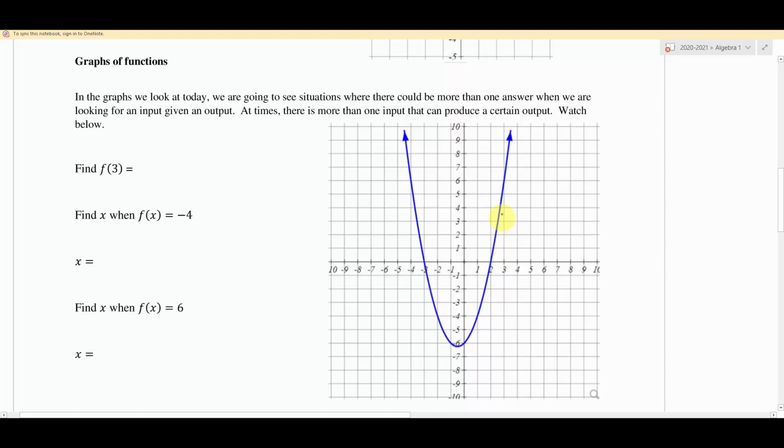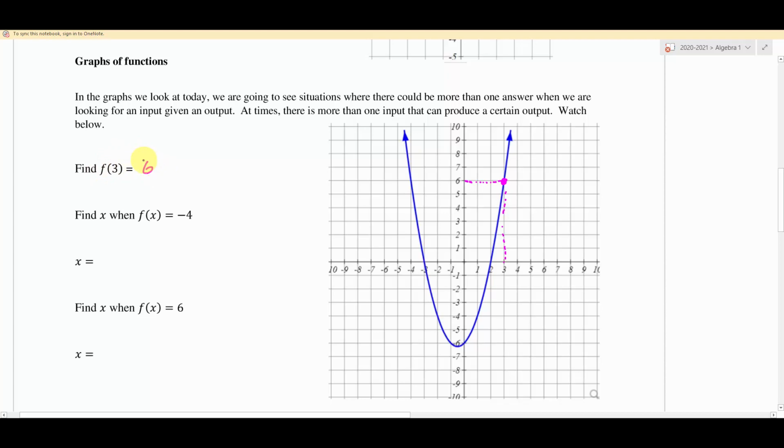So I'm going to go up. Right here is where I hit the graph. Okay, so this has an input of 3, and then I look at the corresponding output on the y-axis, and that is a 6. So when I put a 3 in, I get a 6 out.